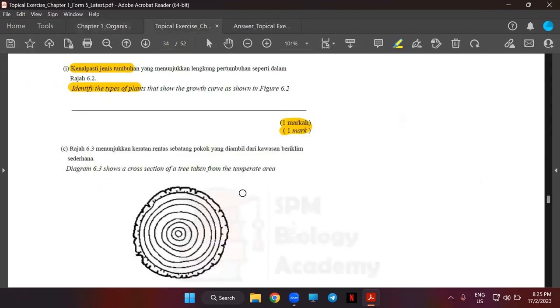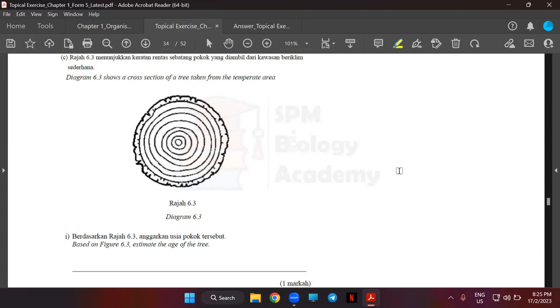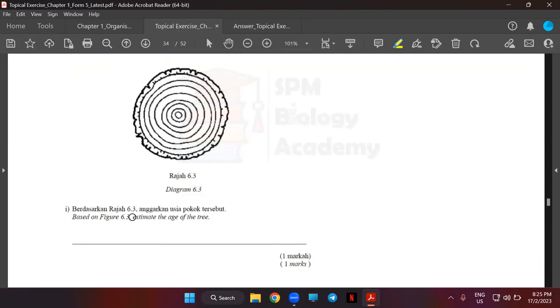Very simple. Soalan C. Rajah 6.3 menunjukkan keratan rentas sebatang pokok yang diambil dari kawasan beriklim sederhana. Diagram 6.3 show a cross section of a tree taken from the temperate area. Okay, so based on diagram 6.3, estimate the age of the tree. Anggarkan usia pokok tersebut. 1 markah sahaja. So, bagaimana untuk kita anggarkan usia pokok tersebut? How to estimate the age of the tree? Very simple. You just count the ring. Just count the ring. That's all, the dark ring.